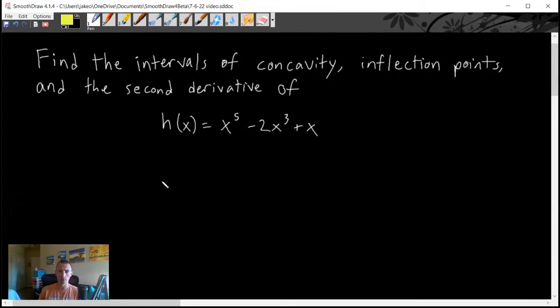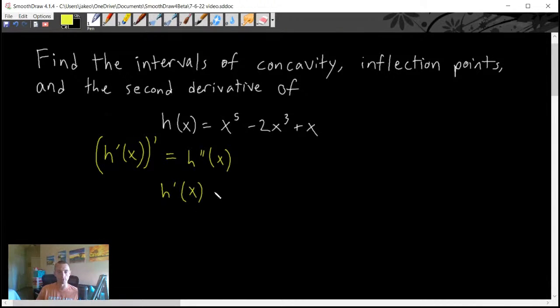Well, a second derivative is essentially just the derivative of the derivative. So in other words, if we're trying to find the second derivative, we have the derivative of our function, and then we take the derivative of that, which is the same as saying h double prime of x is the second derivative. So this is what we're looking for. Well, how do you actually find that? You're just going to take the first derivative and then take the derivative of the first derivative. So first thing we need to do is find the first derivative.